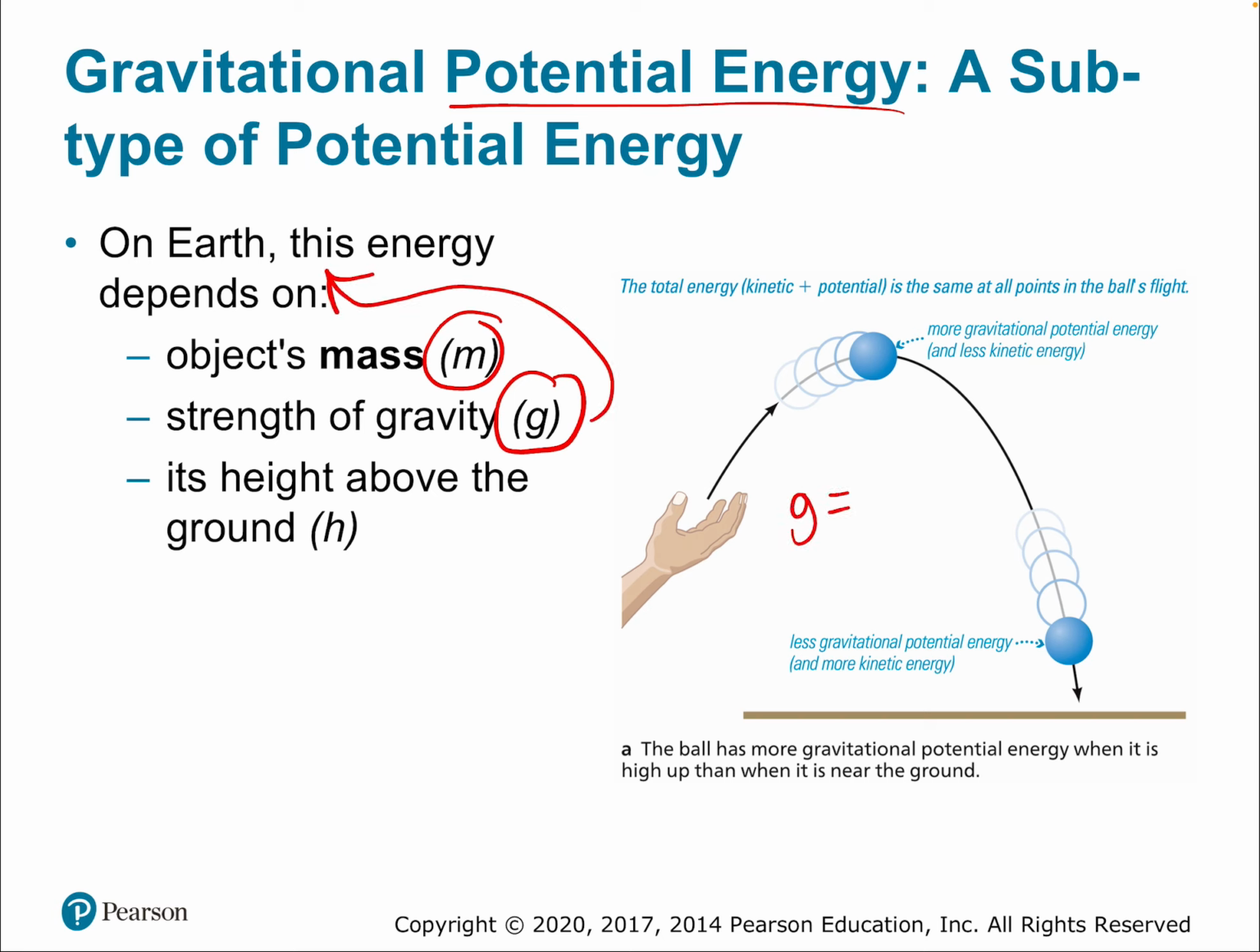So as long as you're on the surface of a world and you know g, or you're on Earth and you know that g is 9.8 meters per second squared, then you just multiply that by the mass of the object in kilograms and the height of that object above the ground in meters.